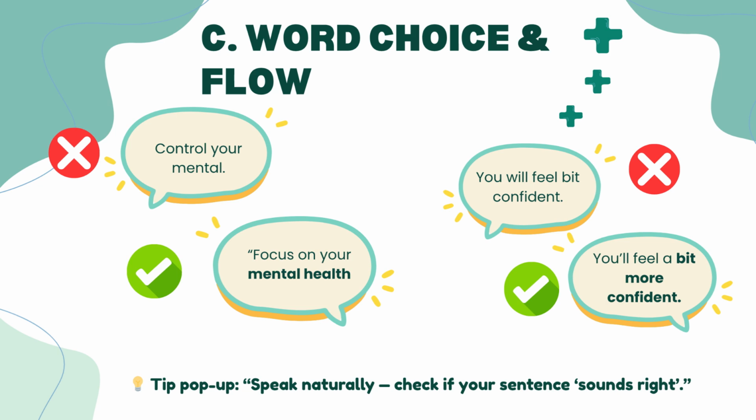C. Word choice and flow examples. 1. Control your mental. Wrong. Correct version: Focus on your mental health. You will feel bit confident. Correct version: You'll feel a bit more confident.